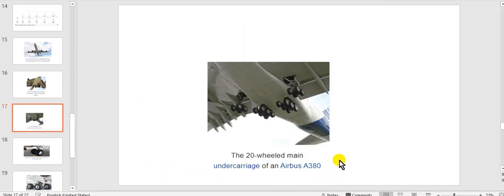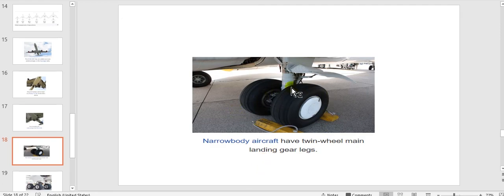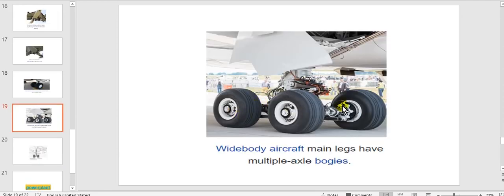Here, the nose at the front has two, and the wing has one. The other wing, main landing gear, and here in the body, look: one, two, three, four, five, six, and here one, two, three, four, five, six. Okay, this is for the Airbus 380. This with two is called twin. If more than two, like here, this is a bogie.